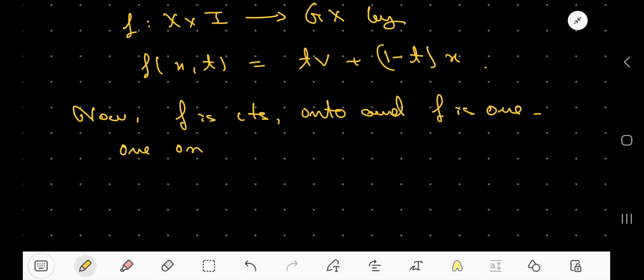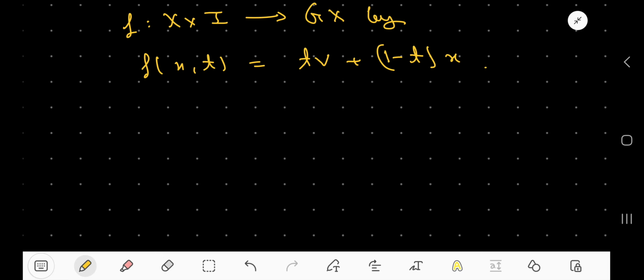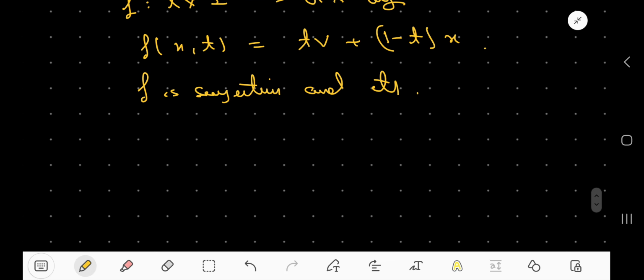So f is continuous and onto. f is surjective, this is quite obvious, and continuous, this is clearly quite obvious. Now, suppose I want to check whether f is injective or not.